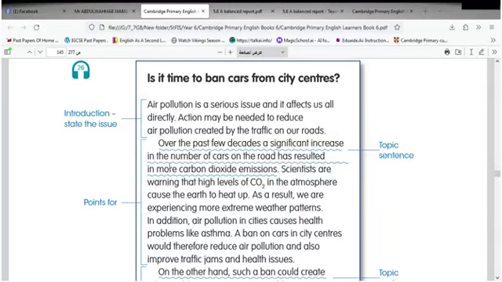Let's read with each other, and then we are going to analyze and talk about the balanced report.